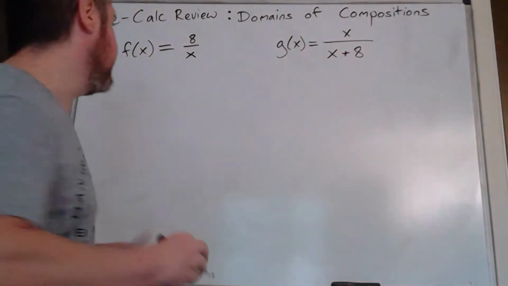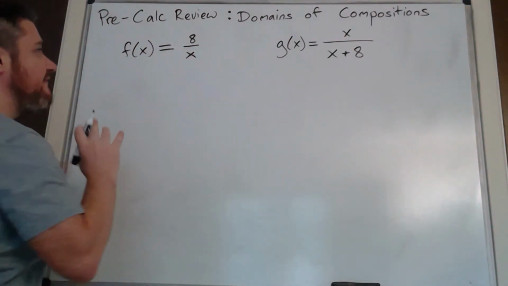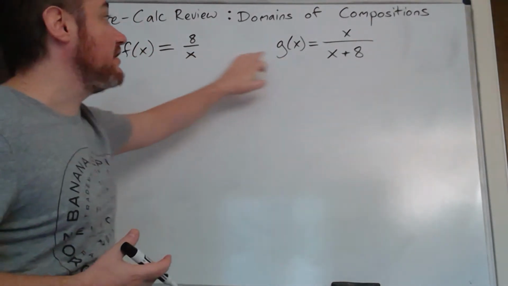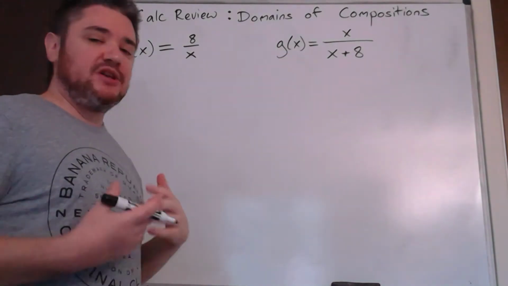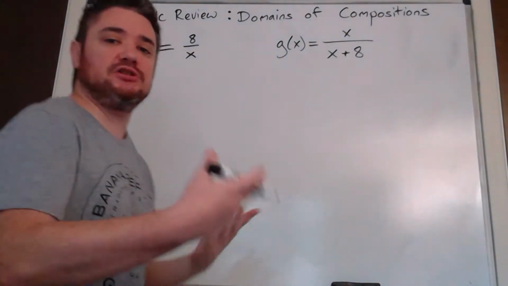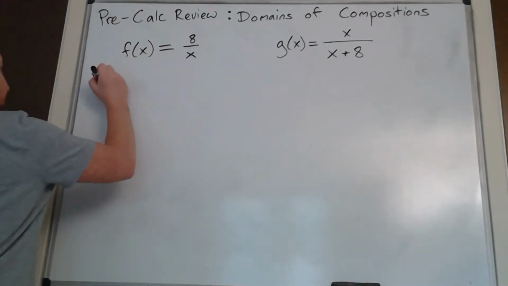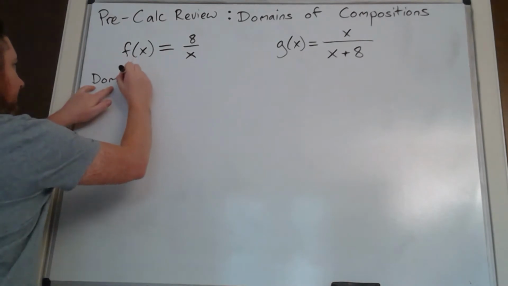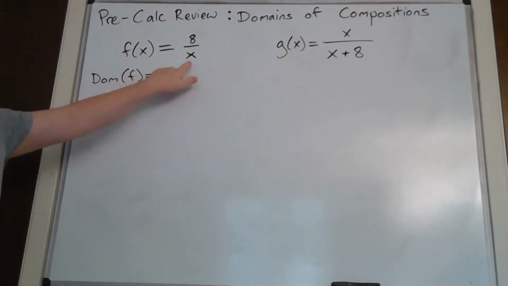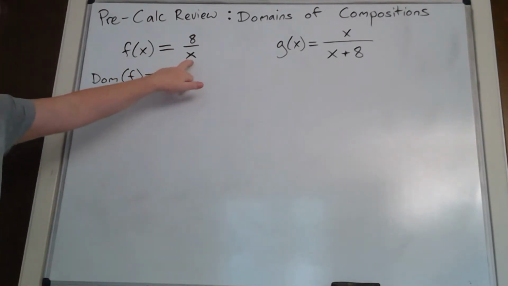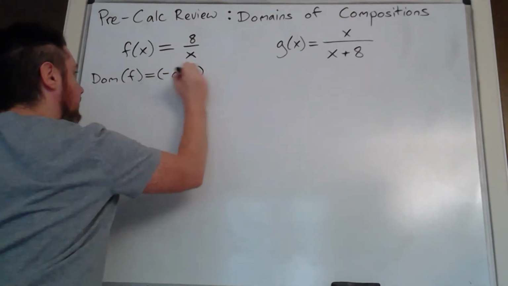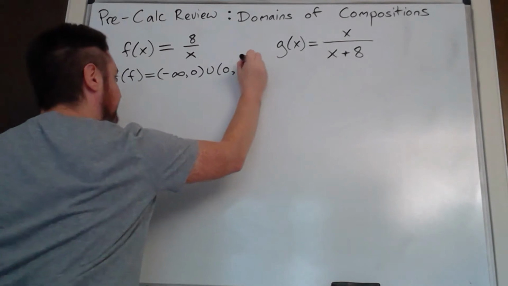Let's step through a few of these. Before I start composing, let me express the domain of each of these functions using interval notation, because we're going to want to reference that information later. I write the domain as DOM of f. The domain of f is all real numbers except 0, since we're not allowed to divide by 0. The only value that makes the bottom 0 is x itself being 0. So the domain is negative infinity, comma 0, union 0 out to infinity.